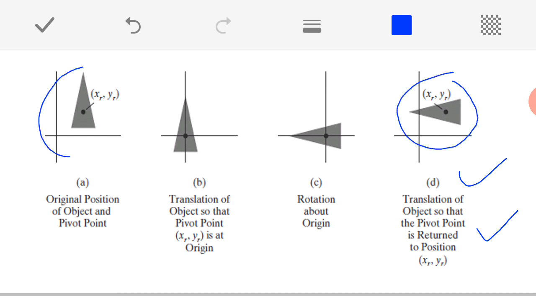So, this is my original position, here it was xr, yr. To the same position, after performing the rotation, I am moving that object. Okay. So, what is my final effect here? The final effect is, I have rotated this particular object by some angle theta with respect to what? The pivot point which is other than the origin. So, that I have done here.